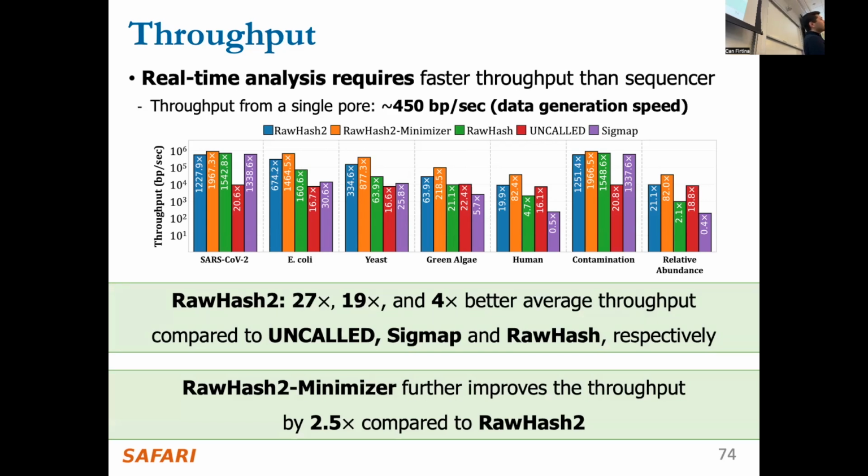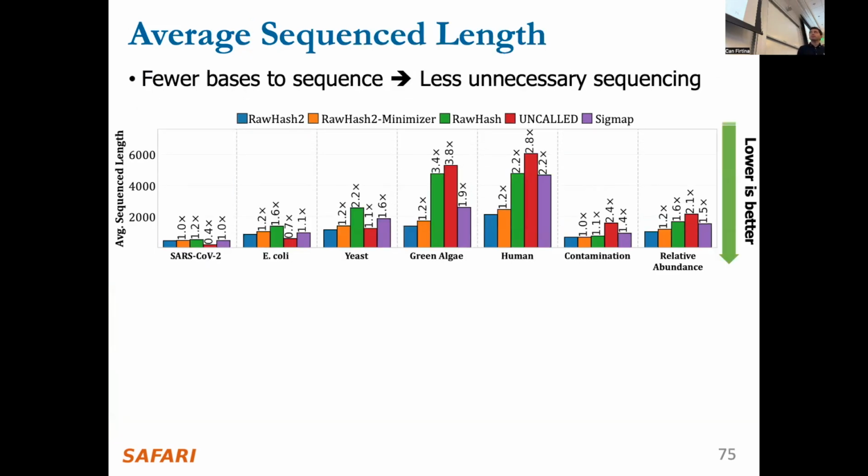And also, when we look at only the performance of RowHash 2 minimizer, it further improves the throughput results by 2.5x compared to RowHash 2, because minimizer is a sampling mechanism. You have, let's say, a smaller problem to work on. So we also look at the average sequence length when you're using each of these tools.